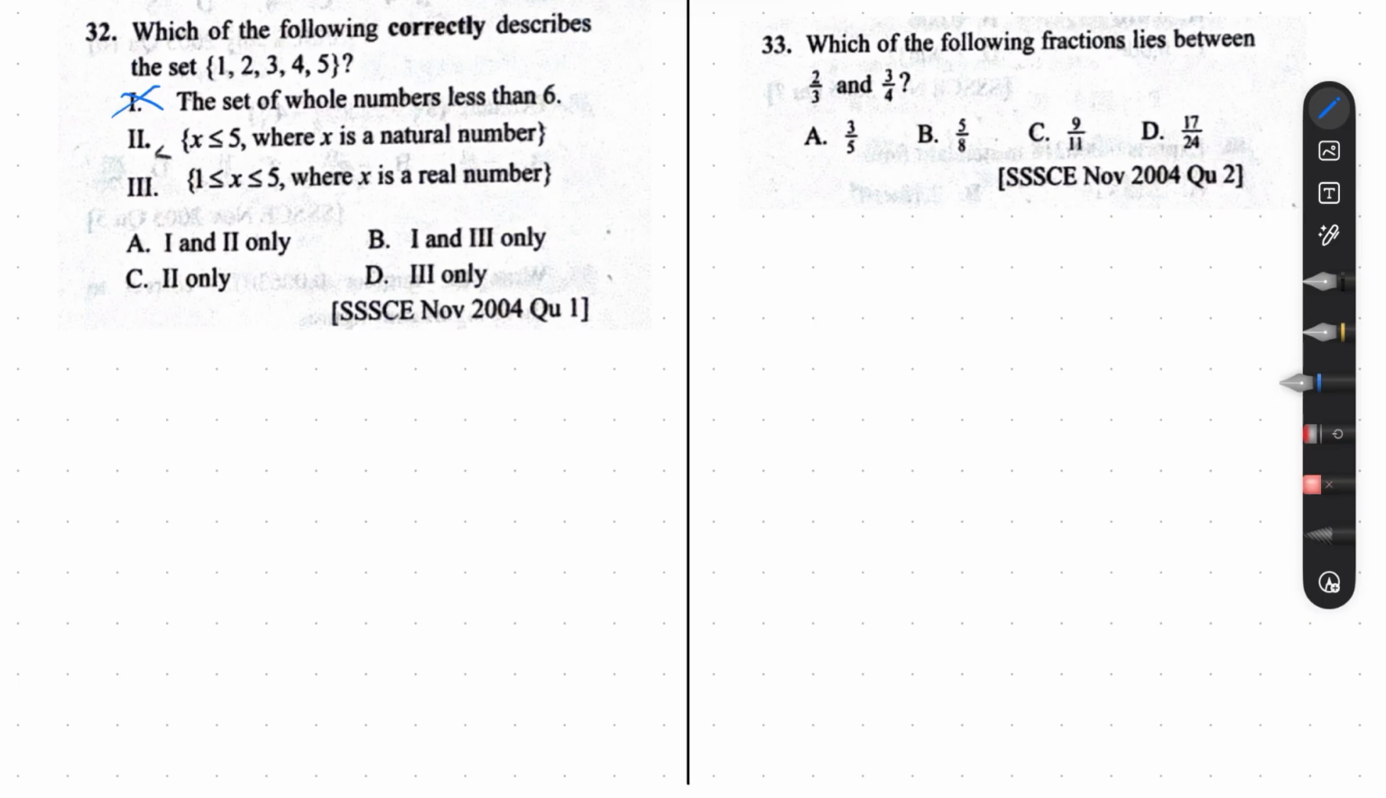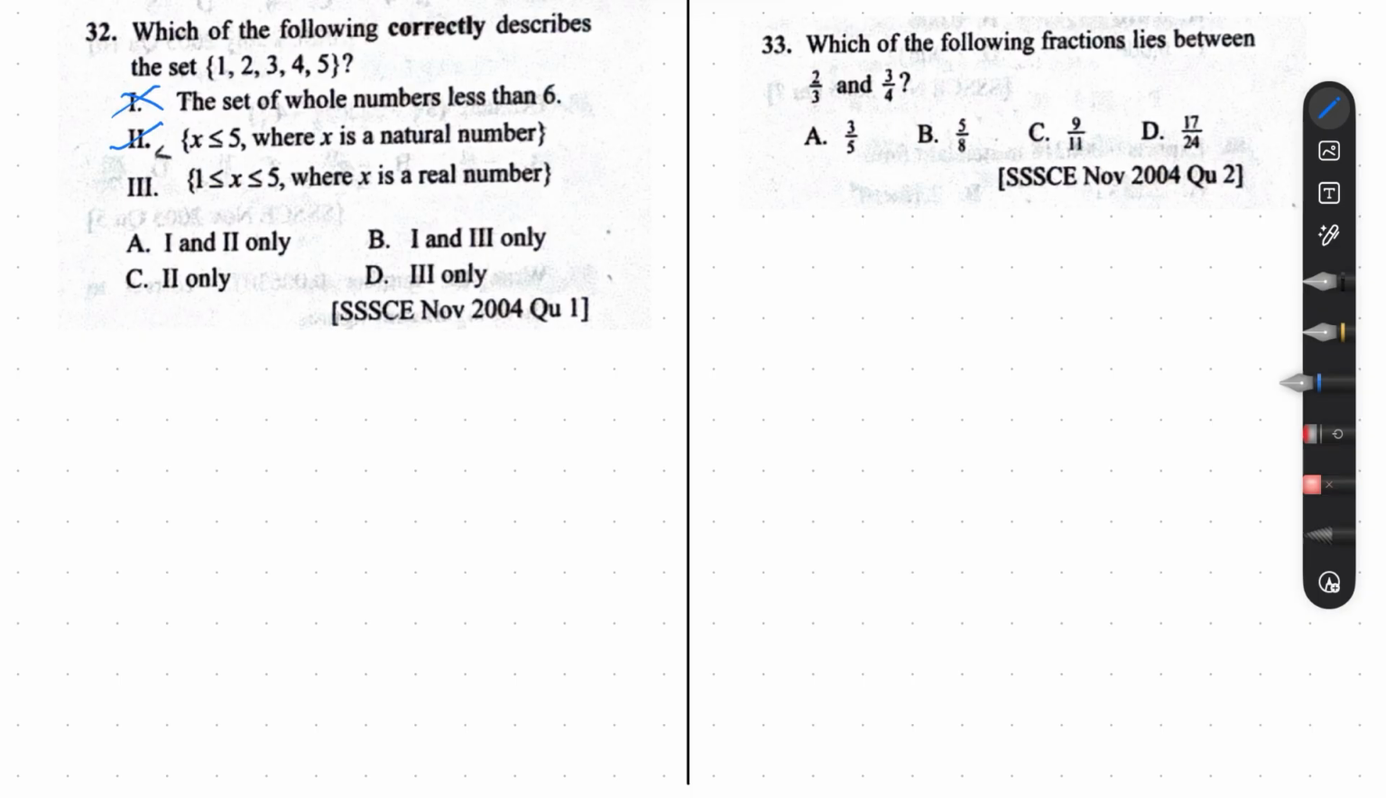II says x is less than or equal to 5, where x is a natural number. This is actually true because when we look at the set, it is from 1 to 5 inclusive, and here x is a natural number. So when we start counting from 1 to 5, we can get this. So II is correct. Now let's go and see III and see if it's correct.